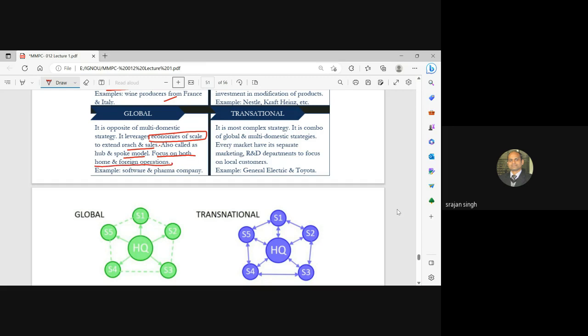Next is transnational. It is the most complex strategy. It's a combination of global and multi-domestic strategy. Every market has its separate marketing and R&D department to focus on local customers. For example, General Electric and Toyota.